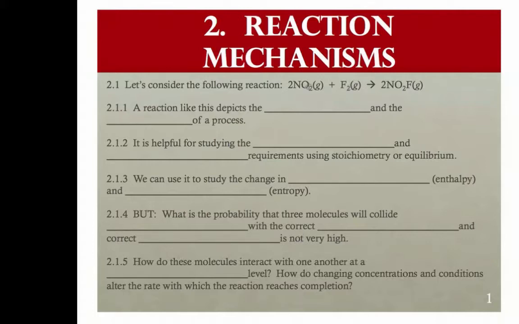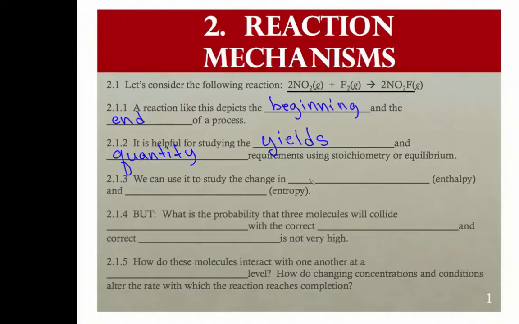Now, when we have been writing our chemical reactions, we write an overall reaction like that. And what this does is it depicts the beginning of our process and it shows the end of the process. Very valuable. Gives us the overall balanced stoichiometry. And it's quite helpful, as you've already seen in your lab, for studying things like percent yields and for determining quantity requirements for reactions. We're going to use it to study changes in energy, particularly the heat released or absorbed in a reaction called the enthalpy.